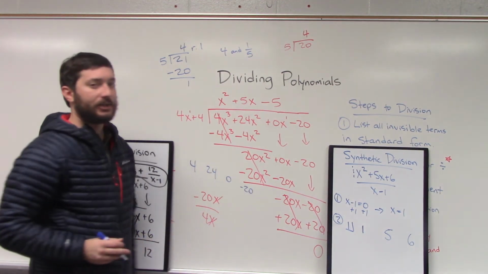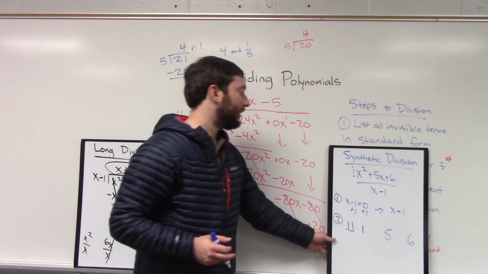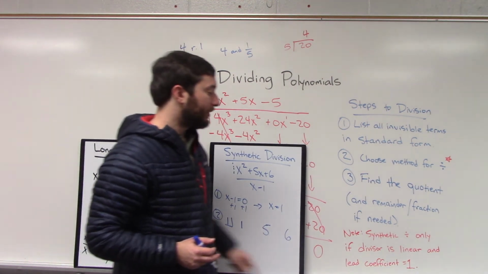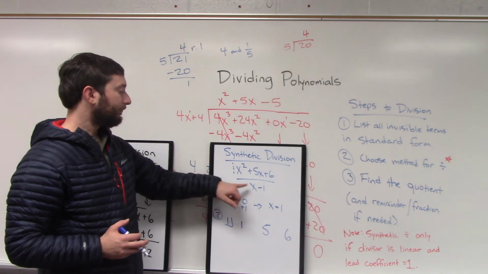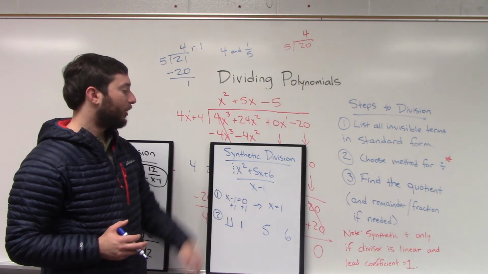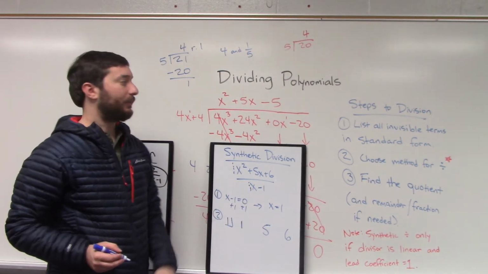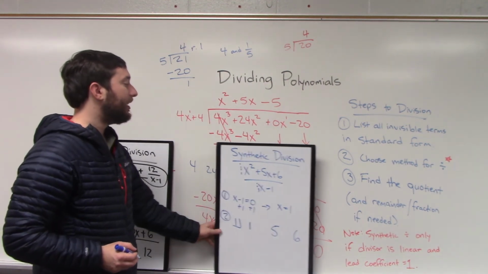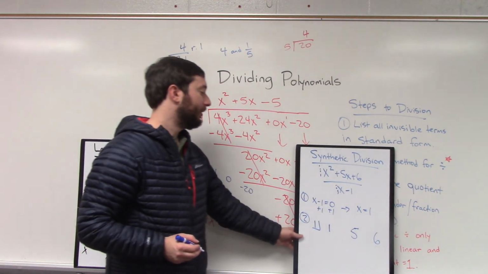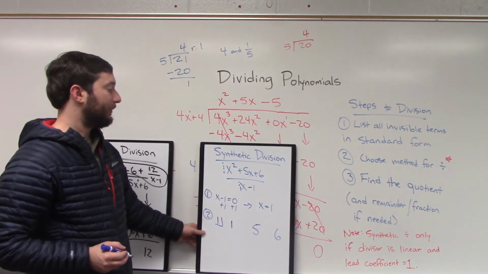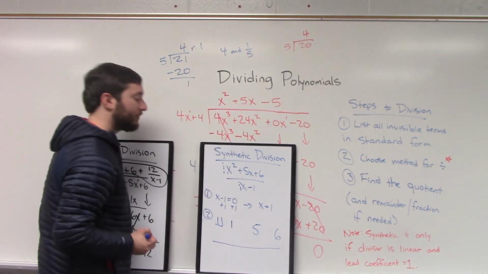Now, we would not use synthetic division for this problem, obviously, because the lead coefficient of our divisor is not 1. Right? We always want to use synthetic division only when we have a linear divisor, degree 1, and the lead coefficient is an invisible 1. Okay, that was not the case up here. But if we did have that, we would always want to list an invisible 0 if we have one for missing terms. Now, we didn't have any missing terms, so now that we've established that, here's what we do next.